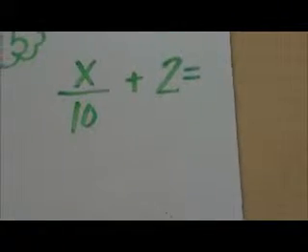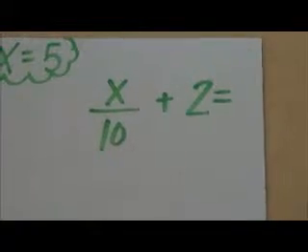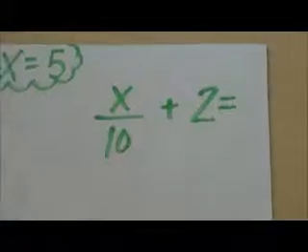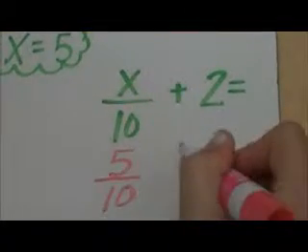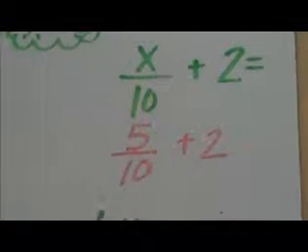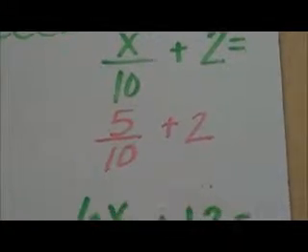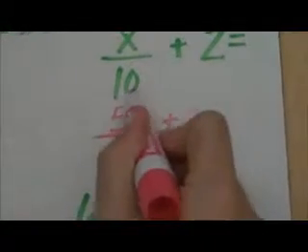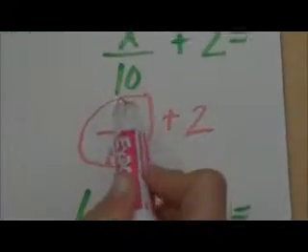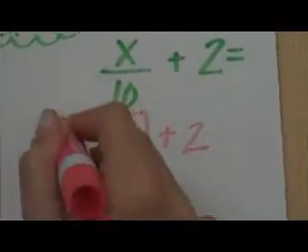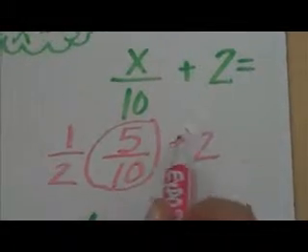My next one, x over 10, or x divided by 10, plus 2. So if I plug in my 5 for x, that's going to give me 5 over 10 plus 2. Okay, thinking back to fractions and adding fractions, what I could do to make this a little bit easier is reduce this 5/10. I see that I can divide 5 and 10 by 5 to get 1/2. So now I have 1/2 plus 2.